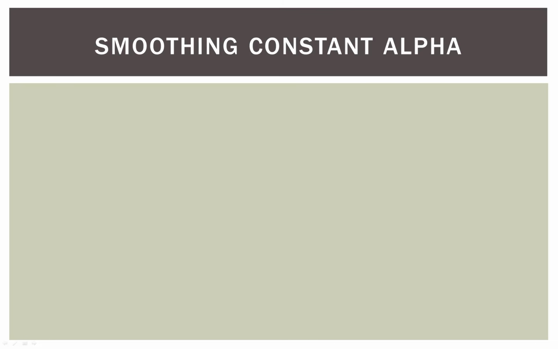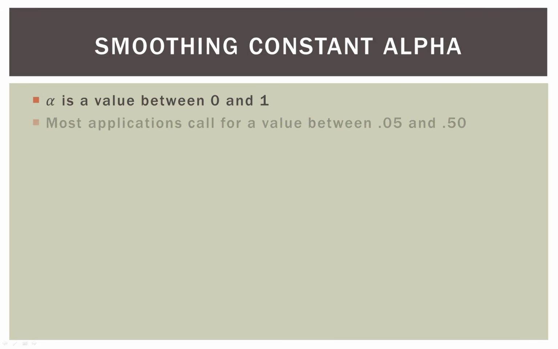So what exactly is this smoothing constant alpha we've been talking about? Well, alpha is a value between 0 and 1. And it's never going to be 0 and it's never going to be 1 for reasons I will explain here in a second. Now, most applications are going to call for a value in there between 0.05 and 0.50 because strange things begin to happen when the values are more or less than that, and we'll talk about that here in a minute.